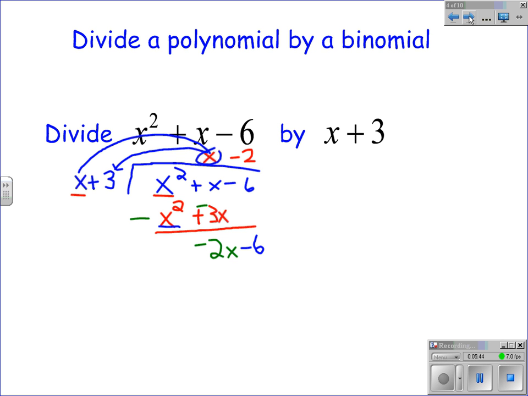And then we have to multiply that by our binomial. So negative 2 times x is negative 2x. What's negative 2 times 3? Negative 6. Now we have to subtract these, right? So that changes our signs. And what are we left with? 0. Perfect. Then our answer is x minus 2. That is our quotient.